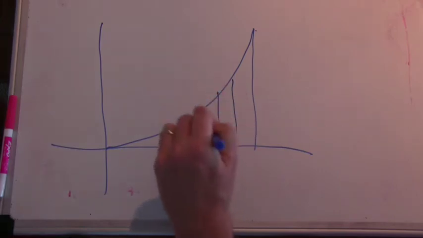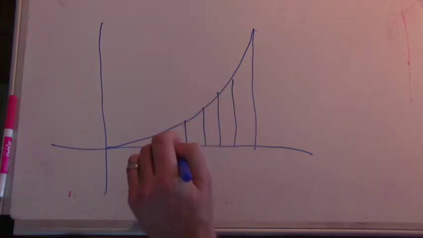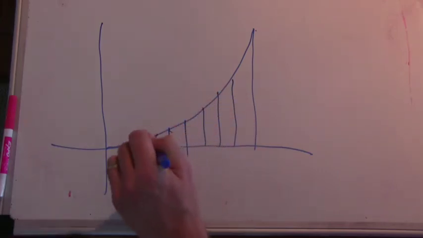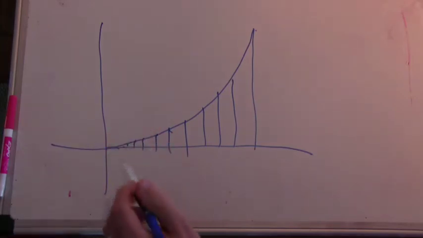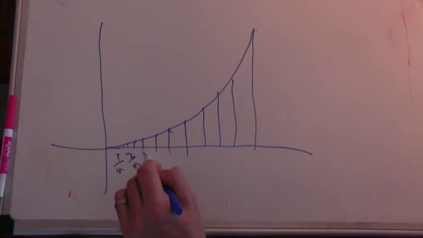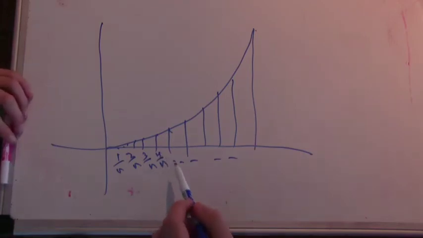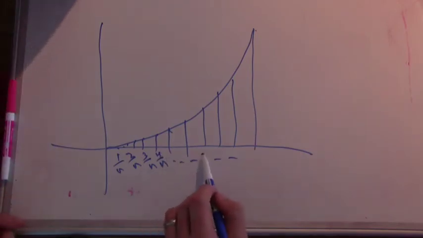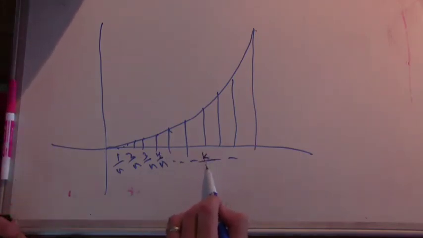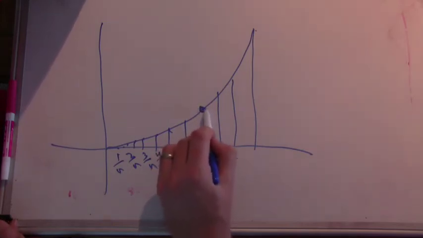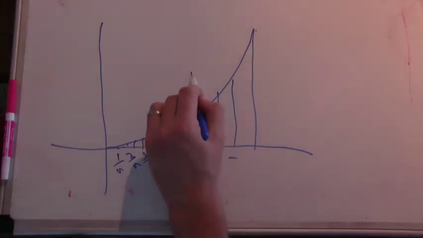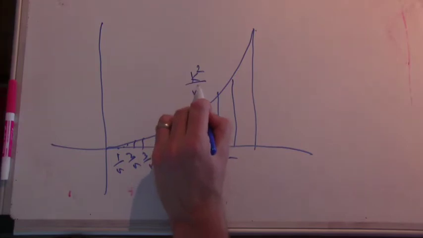So I'm going to have all these rectangles. Okay, and they're going to be at 1 over n, 2 over n, 3 over n, 4 over n, etc. And how high up? So the one at a general position, k over n, how high is that going to go? k squared over n squared.